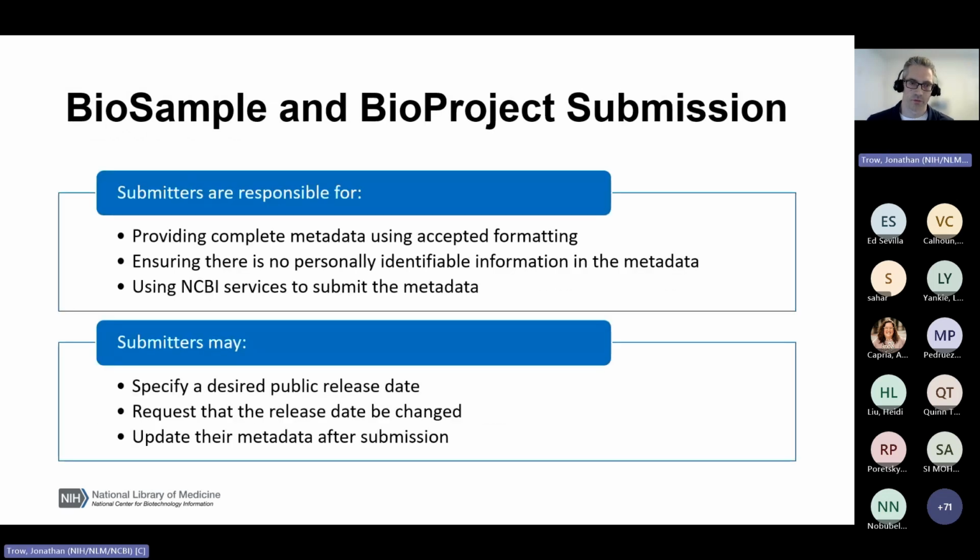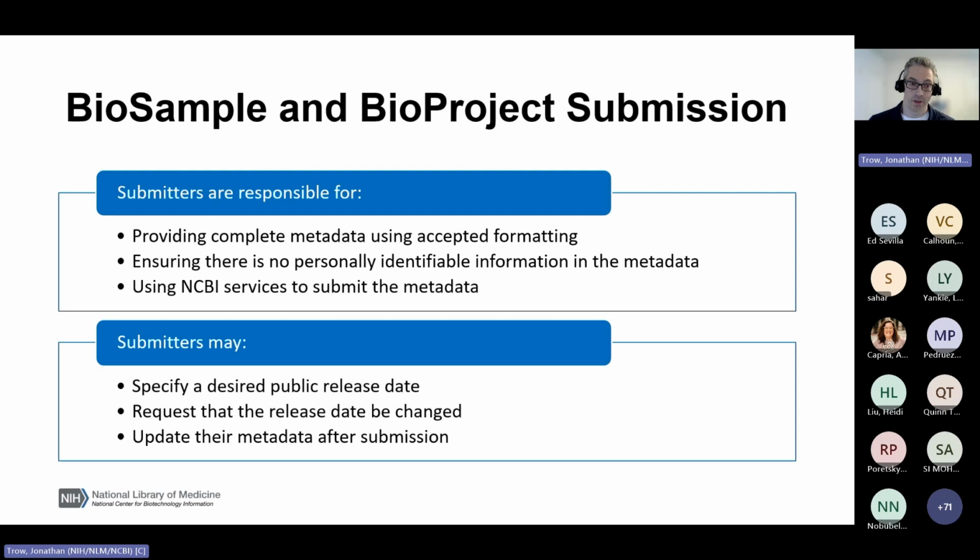So when submitting to BioSample and BioProject, submitters are responsible for a few things. They need to provide complete metadata using the accepted formatting, and we help with that. There are some validations on the page that help make sure you're getting that correct. You need to ensure there's no personally identifiable information in the metadata. This is particularly important for, say, clinical samples. You don't want to have any names or government issued ID numbers or any kind of patient IDs unless they've been appropriately blinded. And then you would need to use NCBI services to submit that metadata.